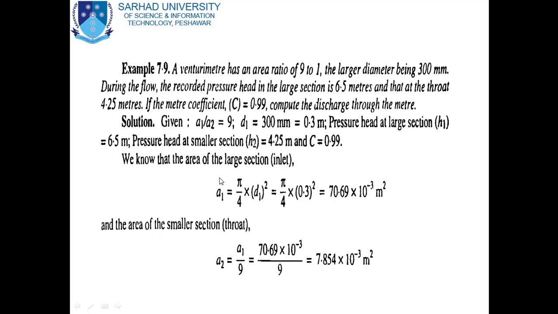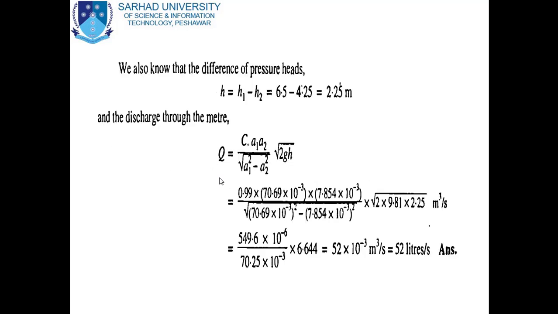And the area of the smaller section, that is the throat, A2 is equal to A1 divided by 9, as the area ratio A1 divided by A2 is 9. So find the value of A2 from that, as A1 value is already found, which is 70.69 into 10 raised power minus 3 divided by 9. That will give you the area of the smaller section, that is at the throat, which is equal to 7.854 into 10 to the power minus 3 square meter.